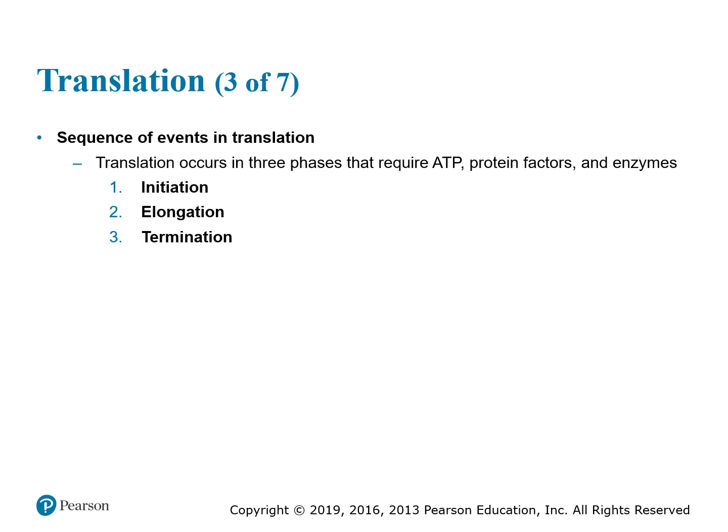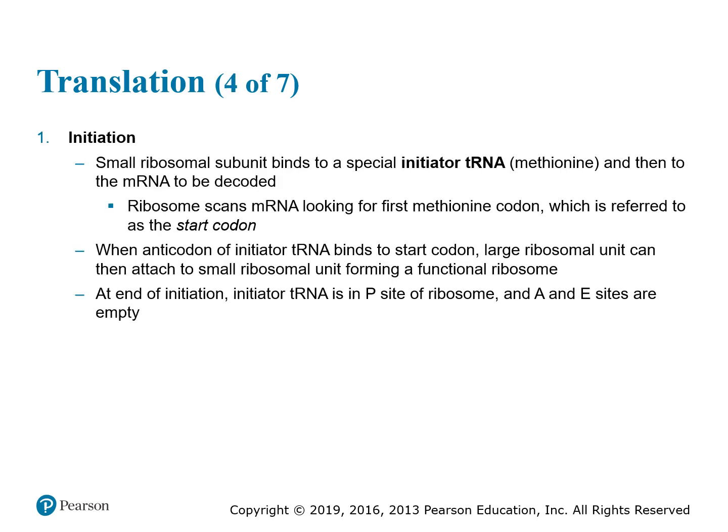So the sequence of events for translation is exactly what it is for transcription. You have initiation, elongation, and termination. So in initiation, the small ribosomal subunits are going to be binding to an initiator tRNA, in this case coded for by the start codon AUG, making a methionine. The mRNA would be decoded after this. It will scan the mRNA looking for the first methionine, referred to as the start.